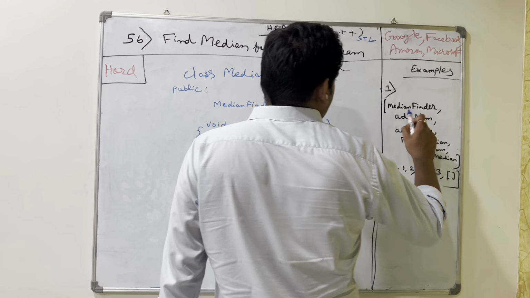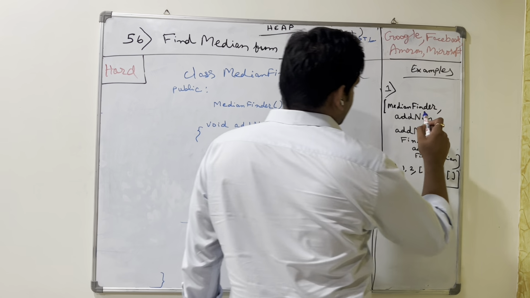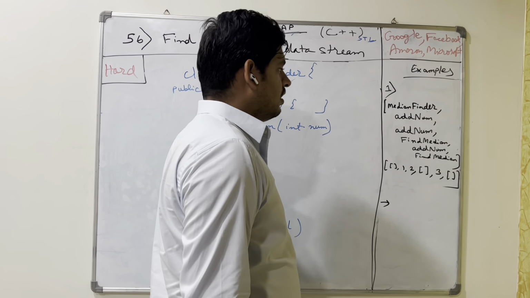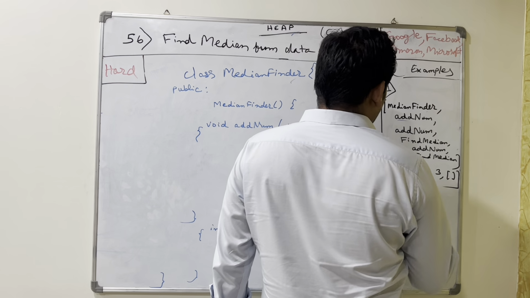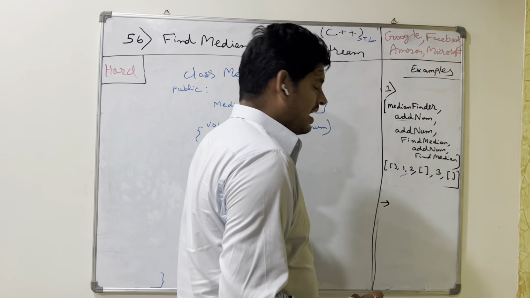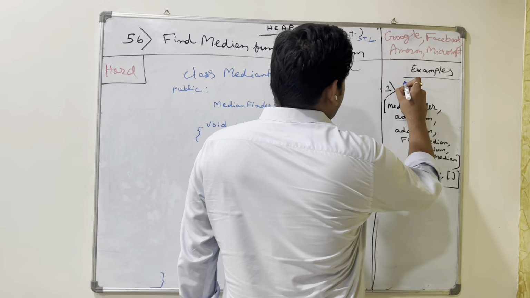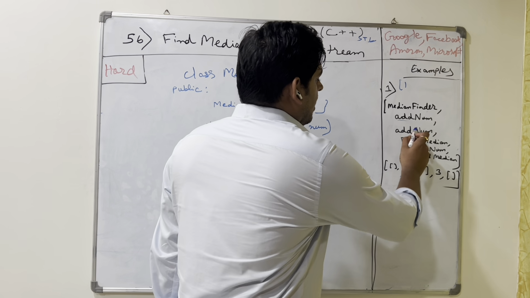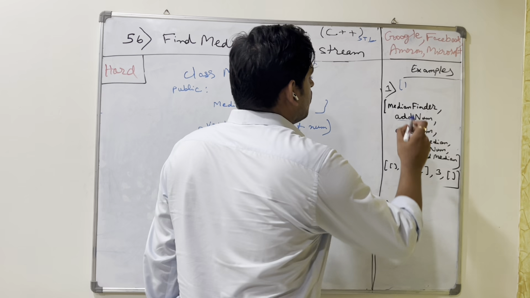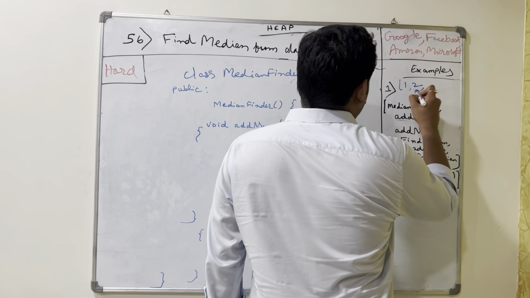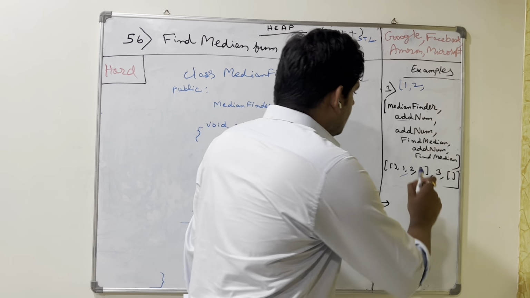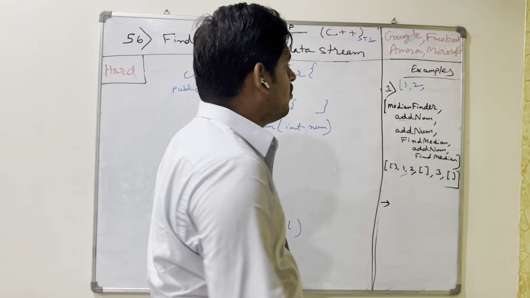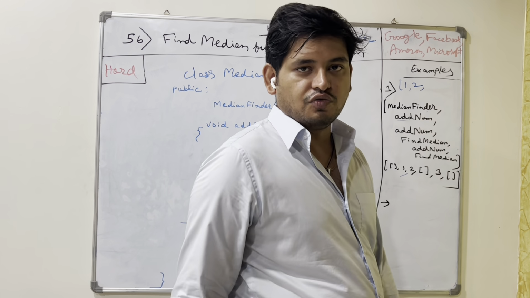So we have to implement this class MedianFinder. This MedianFinder class is called and then addNum is called. Okay, so what is the number that is being added here? 1. Okay, so in our stream 1 has come. Then which number has been added? 2. So 2 has come. Now they call findMedian. So we need to give the median of these two values.